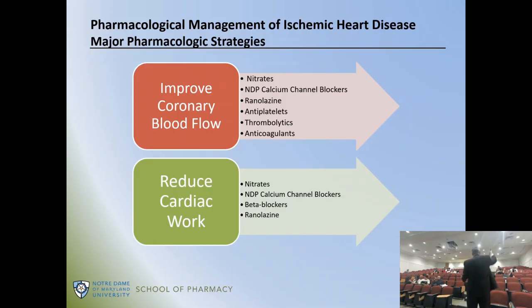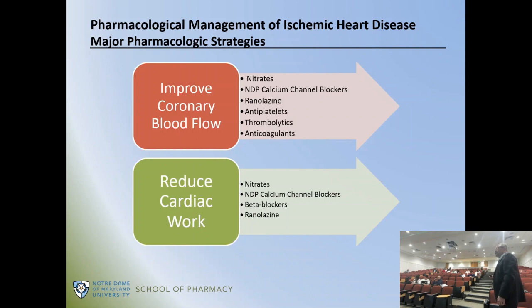And so, again, we can use drugs to improve coronary blood flow or reduce oxygen demand by reducing the work that the heart has to do. That's our goal, to bring that equation back into balance using drugs, because it's out of balance in patients with coronary artery disease. Okay? Make sense? So, drugs we can use to improve coronary blood flow.